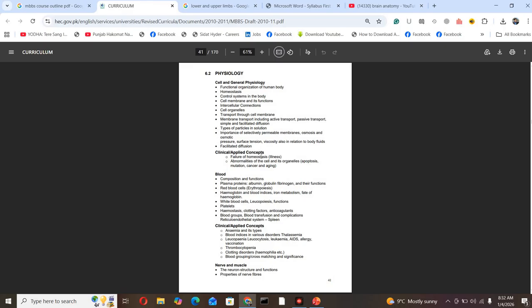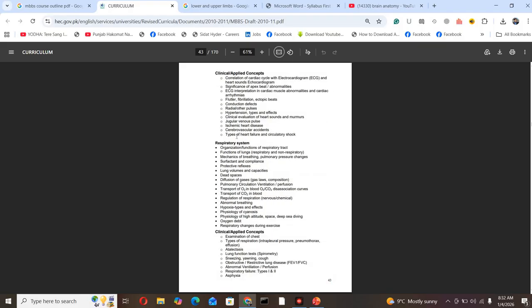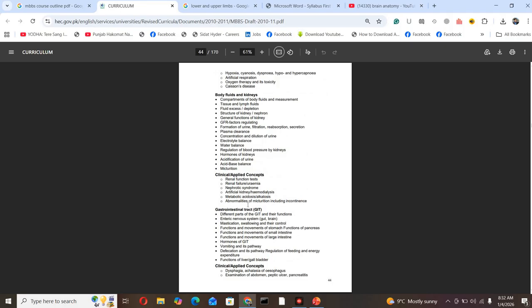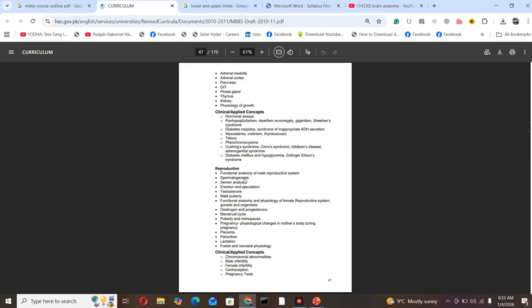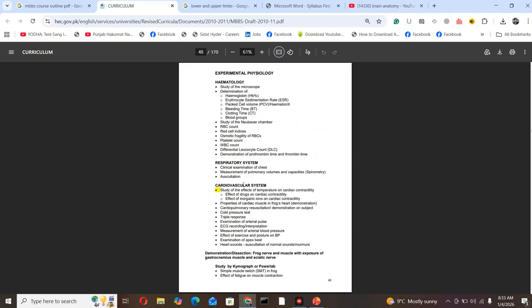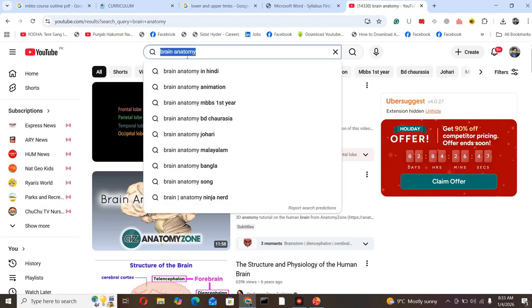General physiology: homeostasis is a condition maintained by the body to maintain its normal position. Blood physiology and all the diseases related to it: anemia, thalassemia, leukemia, AIDS, allergy, clotting disorder, blood grouping, matching and significance, nerve and muscle, cardiovascular system, respiratory system physiology, digestive system, nervous system physiology, special senses, experimental hematology, cardiovascular system.